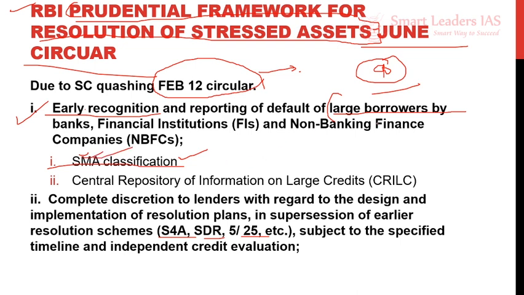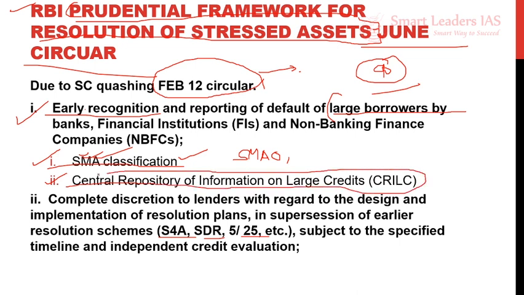If for 30 days a borrower has not paid any amount, you should not wait for 90 days. You should flag that account or borrowed amount as SMA-0 or SMA-1. Likewise, there is SMA-2. So this is the SMA classification. This is compulsory as of now. And any loans above 5 crore have to be disclosed under the CRILC. This is a repository that has been formed by the RBI mainly to disclose large loan information. And it also gave complete discretion to lenders as to how the resolution plans would be.